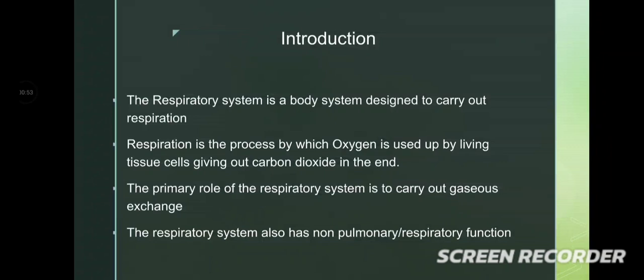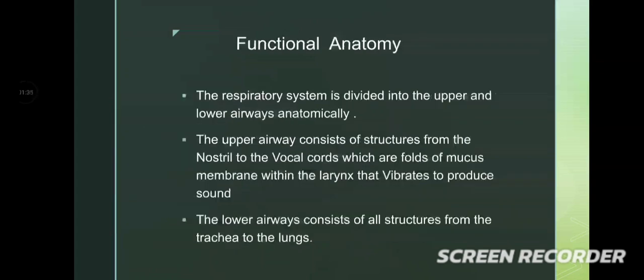And on top of that, it also ensures that there is removal of carbon dioxide, as it is the major byproduct of the metabolic processes that happen in different body tissues and organs. So, in essence, the main and major role of the respiratory system is to carry out gaseous exchange. However, aside from these pulmonary functions, it also has other non-pulmonary functions that we will also delve into later on in this presentation.